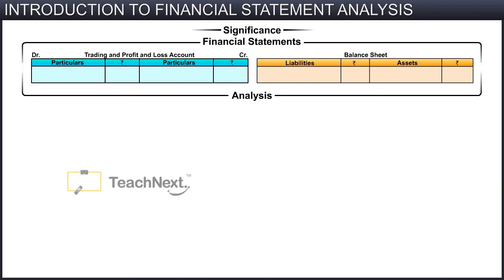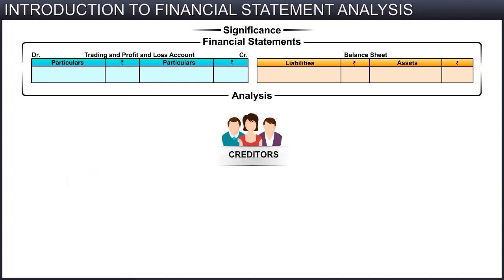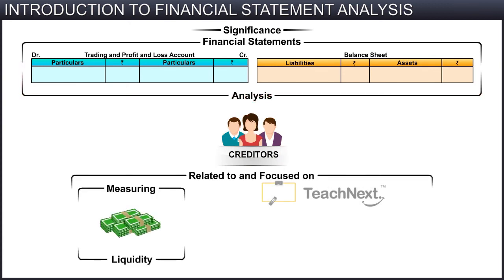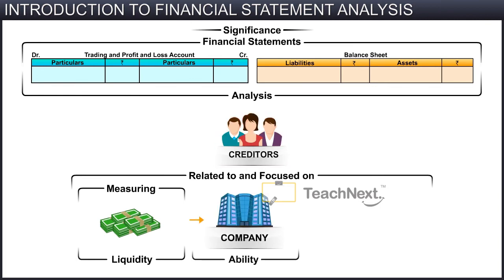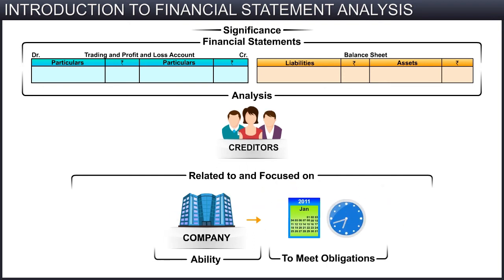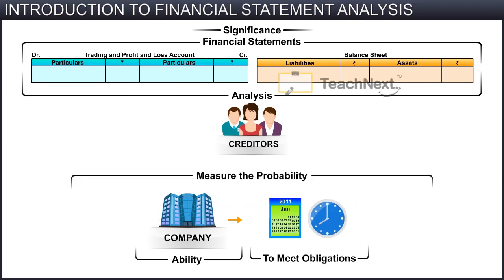Thirdly, the financial statement analysis is also important for trade creditors. The trade creditors' analysis is mostly related to and focused on measuring the liquidity position of the company. The creditors want to know the ability of the company to meet its obligations on time. Further, they also want to measure the probability of the company's continued ability to meet its short-term financial obligations in the future.